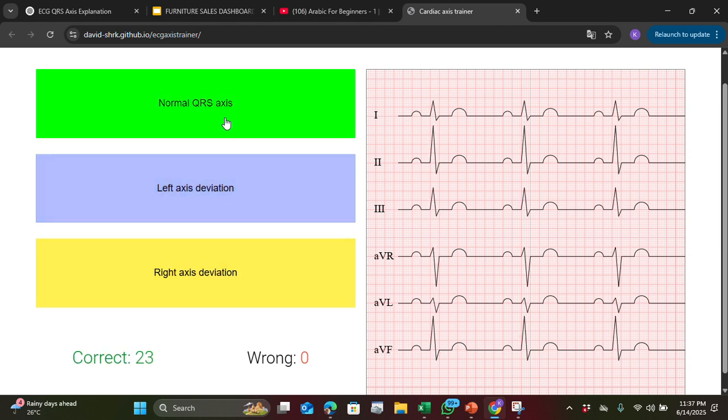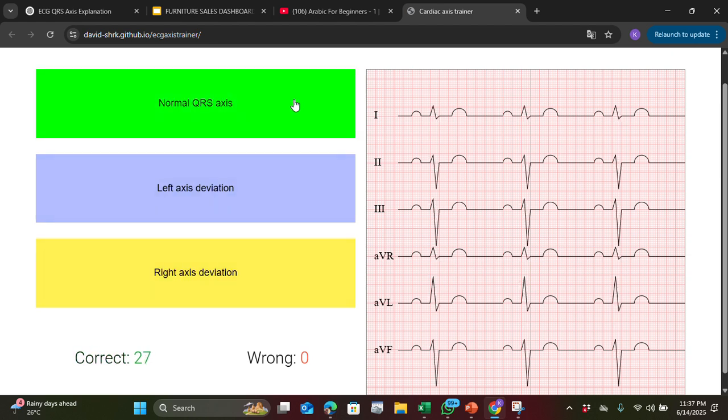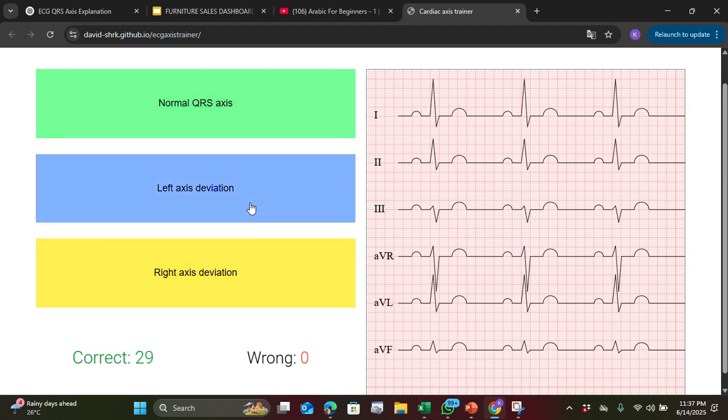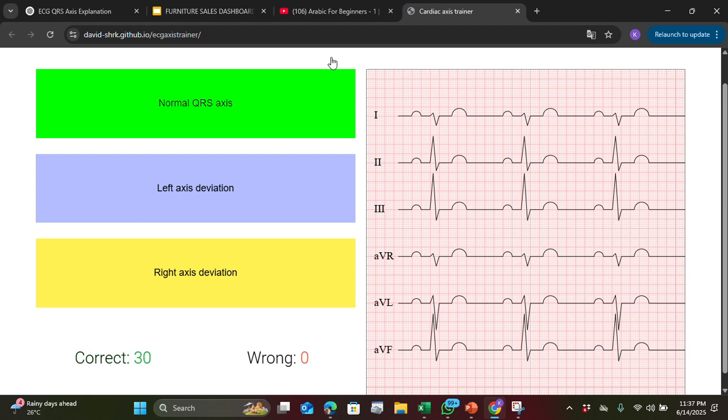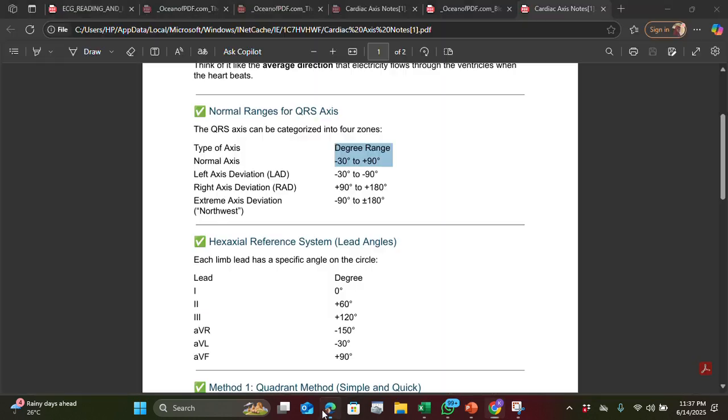I hope you guys are understanding what I'm doing now. Can you see? We have been correct all through. So it's very, very easy. From the graph, you should be able to determine okay, this person has left axis, normal, right axis deviation or extreme axis deviation. So let's just do it till we reach 30. This is negative positive, right axis deviation, positive positive, positive negative, left axis deviation, positive negative, left axis, positive positive. So that is just basically what this axis is saying.